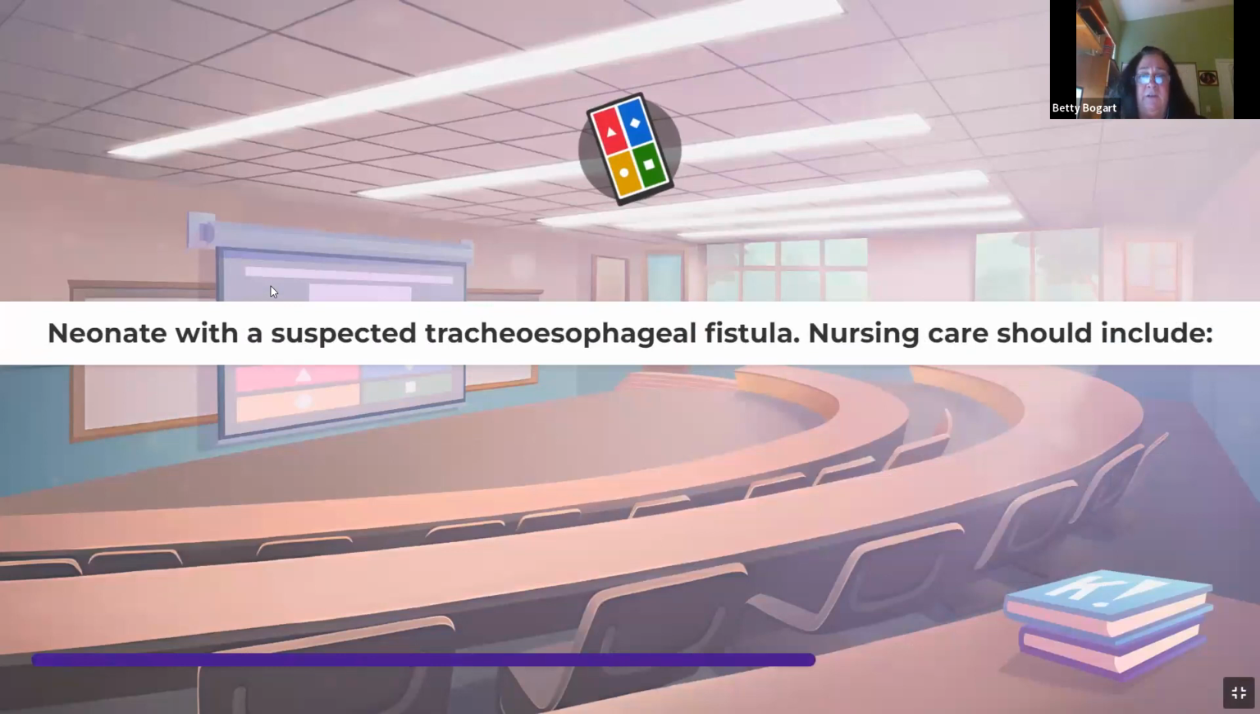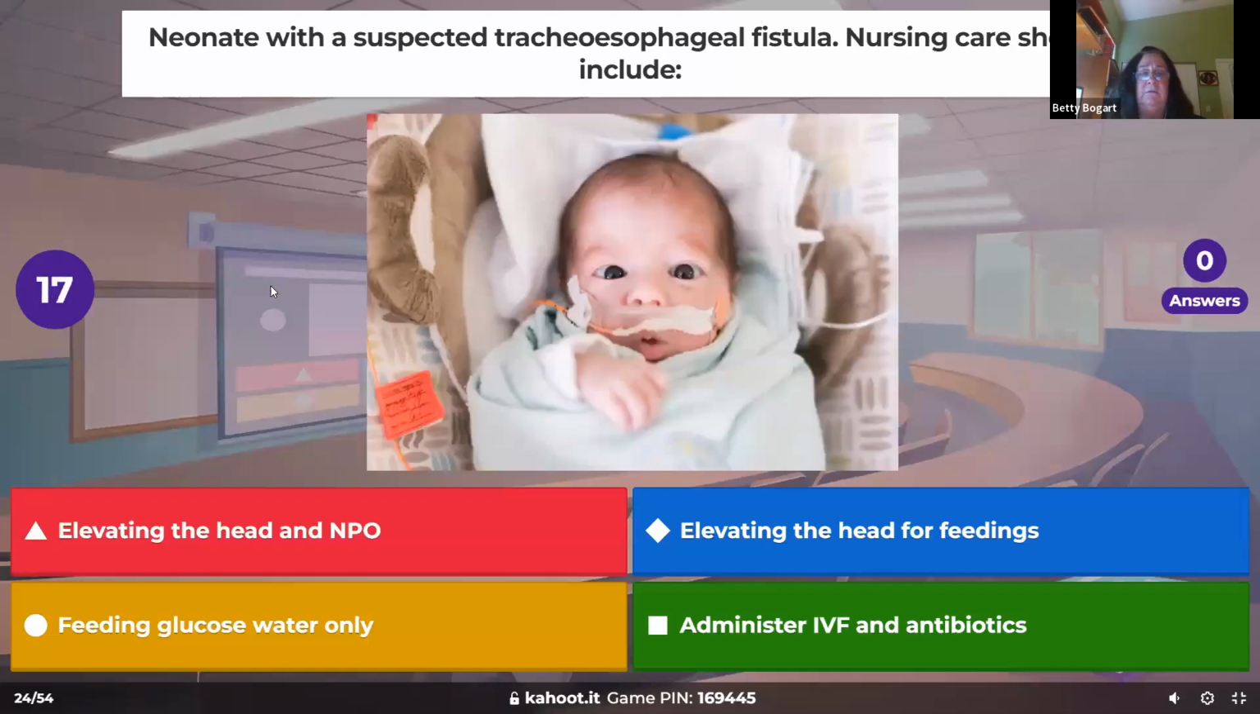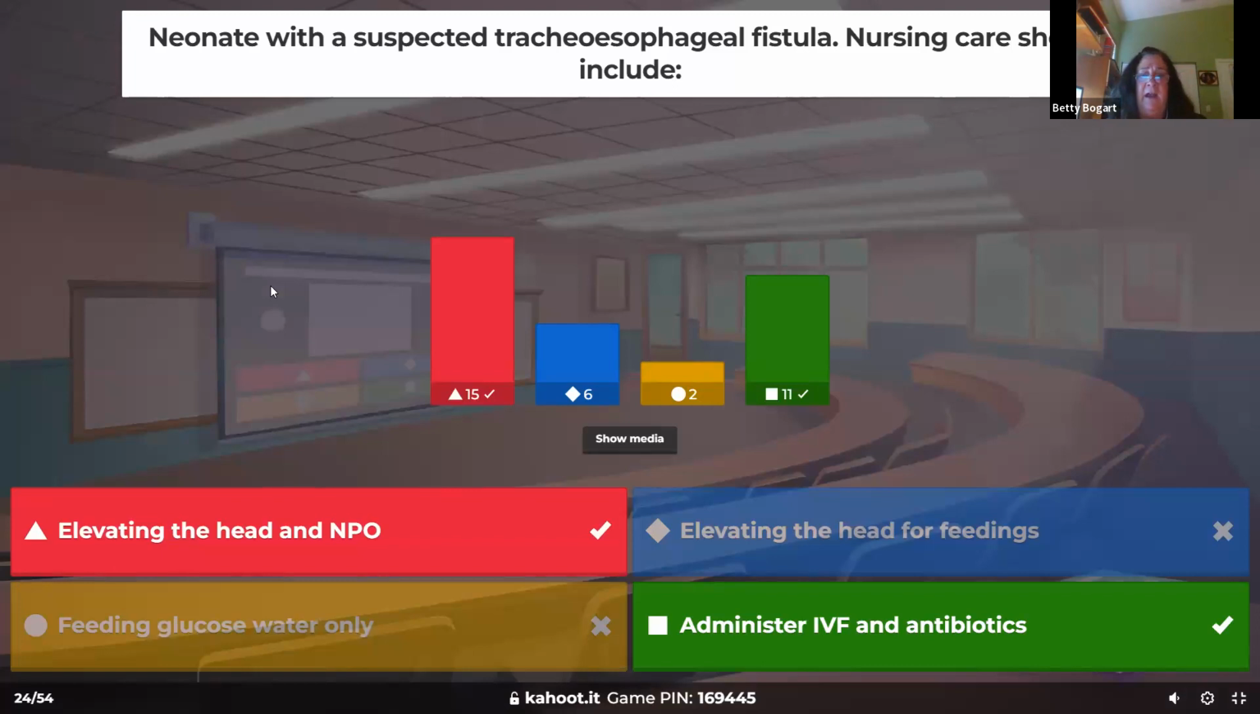Neonate suspected tracheoesophageal fistula. Nursing care should include what? So I want the head of the bed elevated and nothing by mouth. And because they have those little mini aspirations, we want to give IV fluids because they're NPO, but also antibiotics prophylactically for those aspirations, so there's no pneumonia. Now, the head of the bed for feedings, well, this kid's not going to be eating anything, because it'll go directly into the lungs, okay? NPO, IV fluids, antibiotics only.